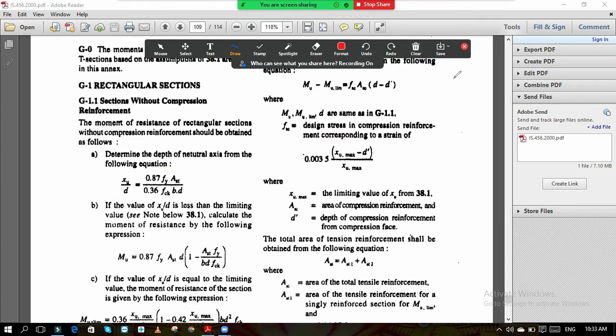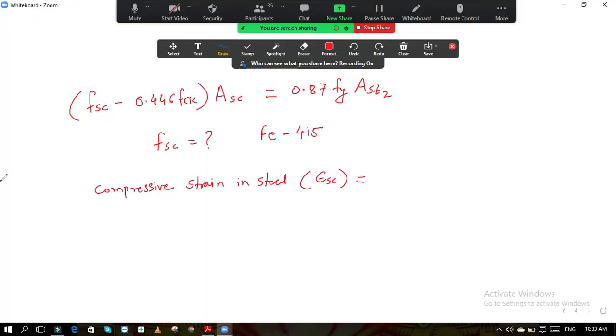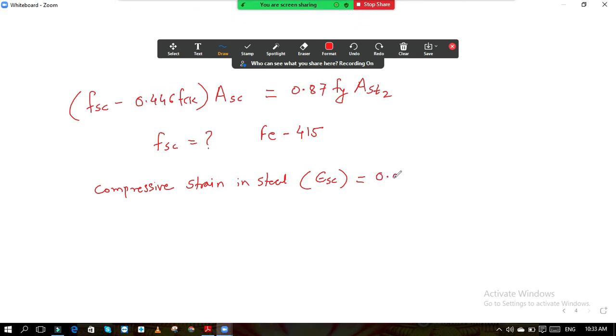So let us see if any other formula is given over here, and we will move to the whiteboard. So epsilon SC is equal to, what is the formula? Just now we have seen: 0.0035 in bracket 1 minus d dash upon xu max. So this is the formula. Just put the values now. Therefore, epsilon SC, that is the strain. Now I am talking about strain still in the compression zone.